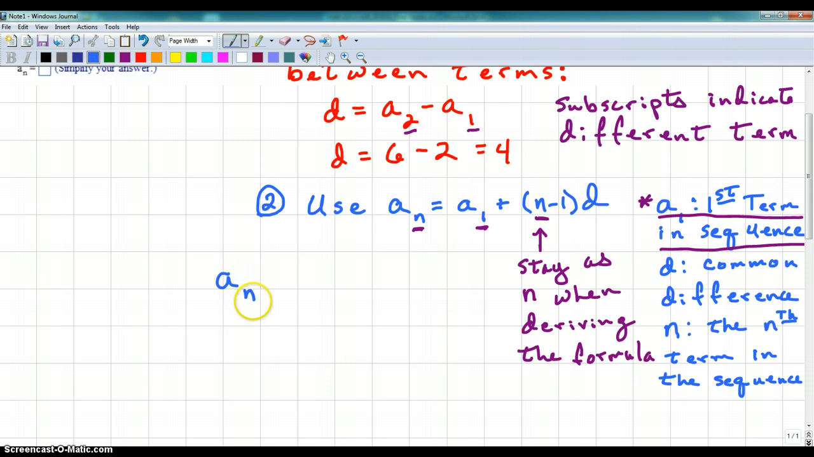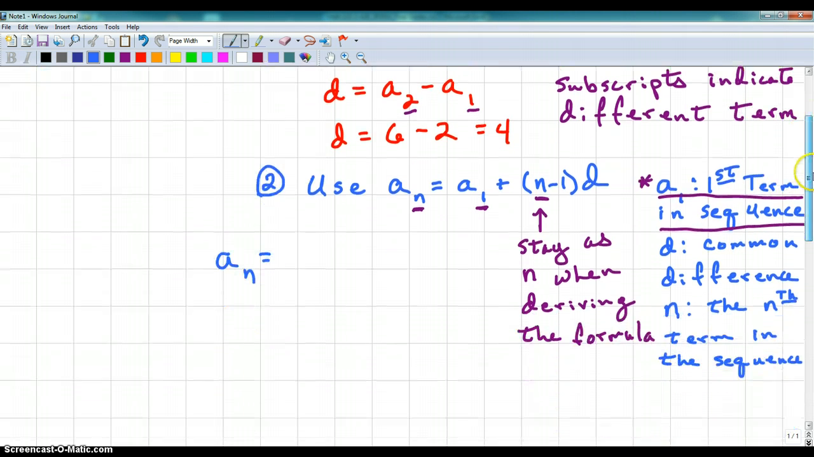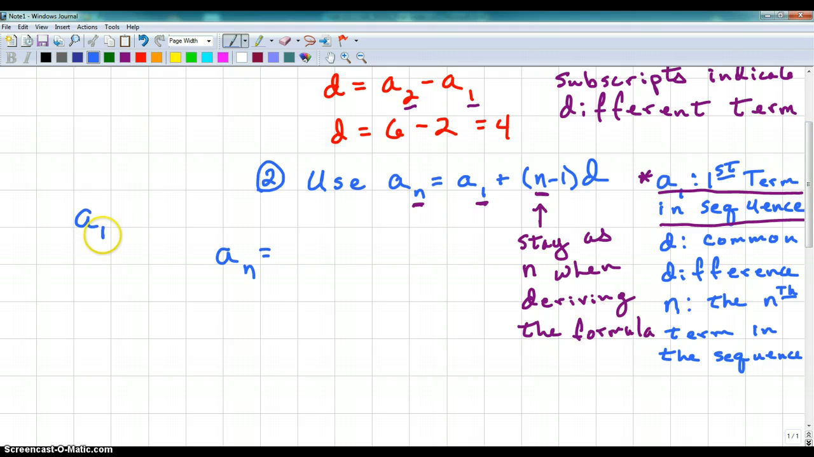A sub n is going to be equal to a sub 1. If we scroll back up and look, this is my first term, so a sub 1 is equal to 2. I'm going to put 2 right here, plus, and then I multiply the factor n minus 1 times d. Remember what d was: we calculated that to be 4, so we put that right here.